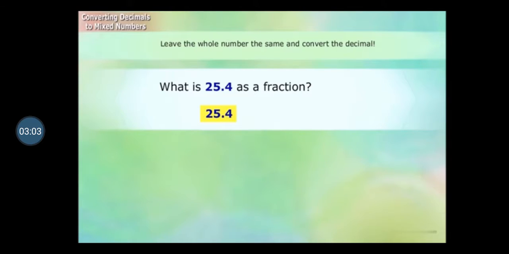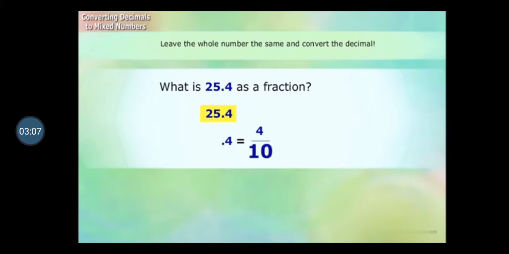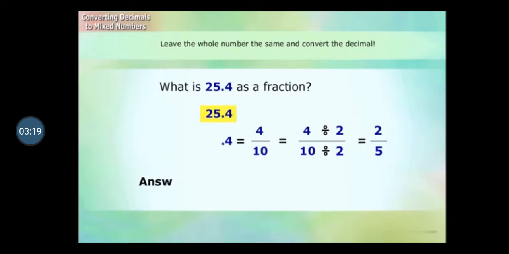Let's learn through one more example. What is 25.4 as a fraction? So here 25 is the whole number and 0.4 will be 4 upon 10. And if we want to simplify it, we can divide both numerator and denominator by 2 and we get 2 upon 5 and our final answer will be 25 whole 2 upon 5.